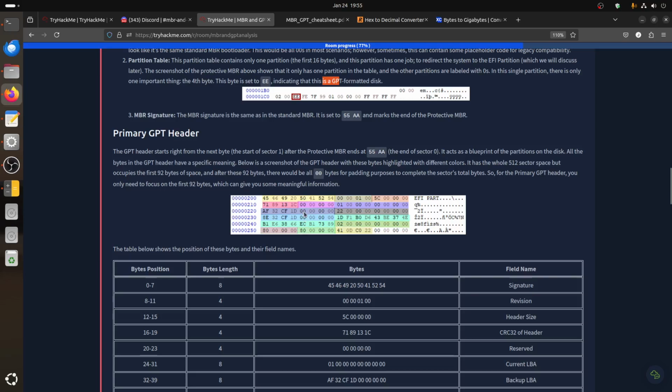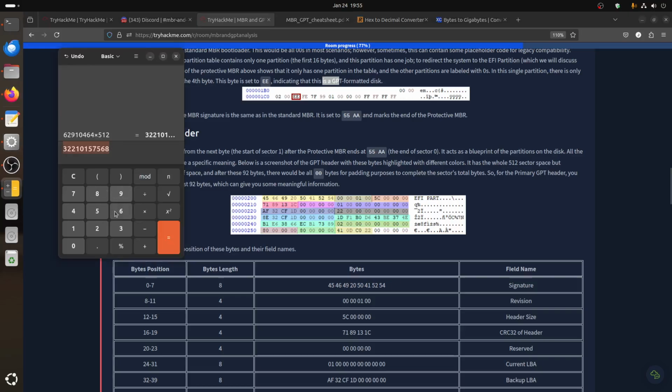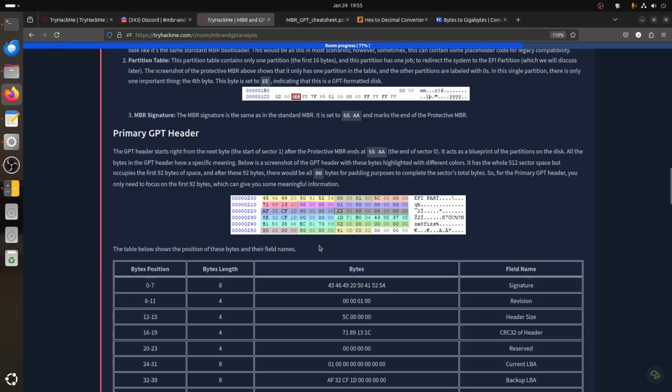So 1, 2, 3, 4, 5, 5 by 50, 5 by 6. Why is it 60? It's not 16 multiplied. 92 multiplied by 16. It's not 16, so one byte is missing or something. There will be all zero bytes for padding. Okay, we have the zeros.